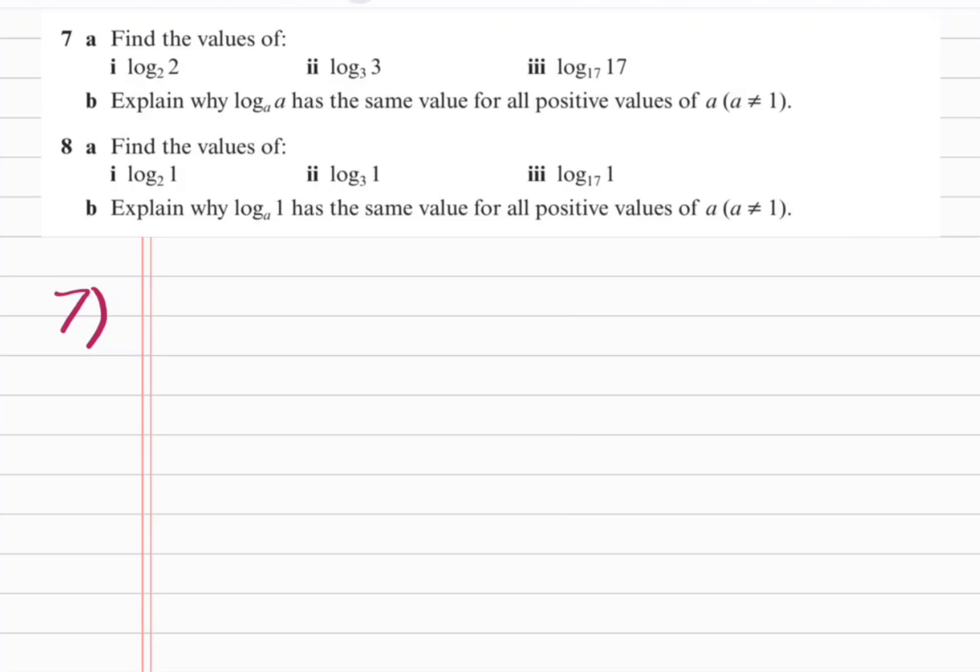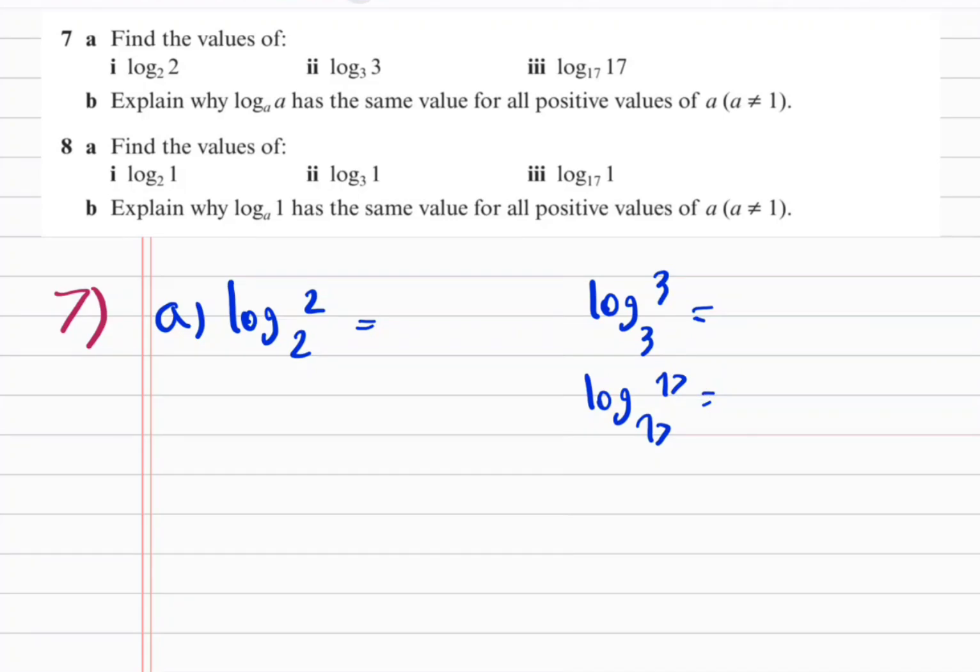So in the first question, we want to find log base 2 of 2, then log base 3 of 3, and log base 17 of 17. Now, whenever we have both the base and the actual number equal, the answer is simply equal to 1. So for all of these, we get 1.